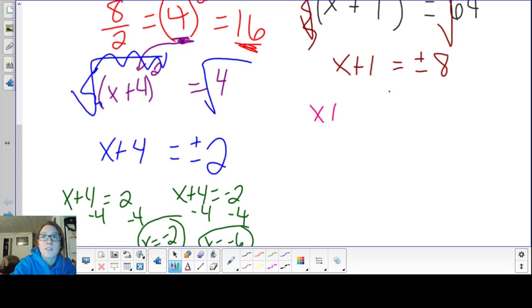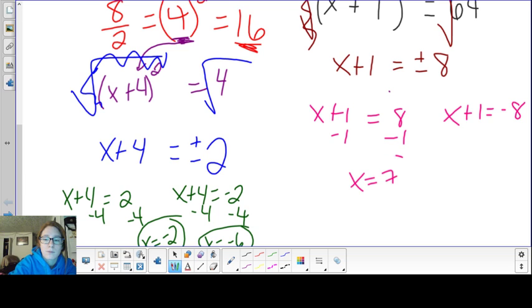Now that means I have two answers. I have x plus 1 is positive 8. And I have x plus 1 is negative 8. Subtract 1. X is 7. Subtract 1. X is negative 9.